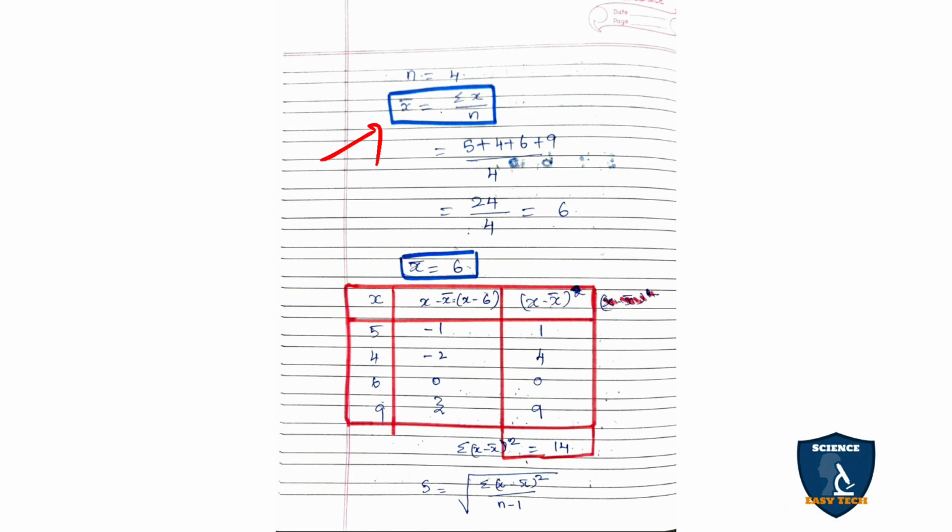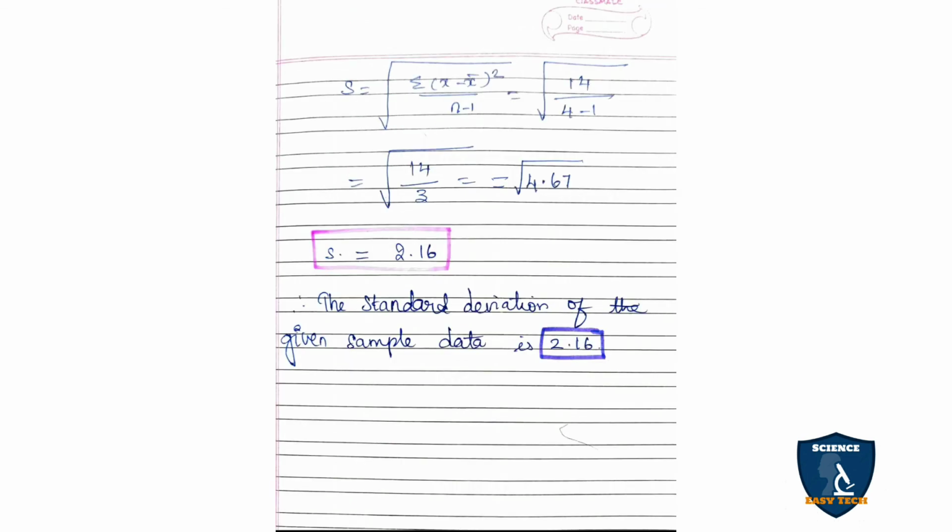So next, you have to substitute in the formula. s is equal to square root of summation of (x minus x bar) whole square divided by n minus 1, which is equal to square root of 14 divided by 4 minus 1. n is 4, so you are minusing 1 now. 4 minus 1 is 3. The denominator is 3 and the numerator is 14. So square root of 14 by 3, which is equal to square root of 4.67.